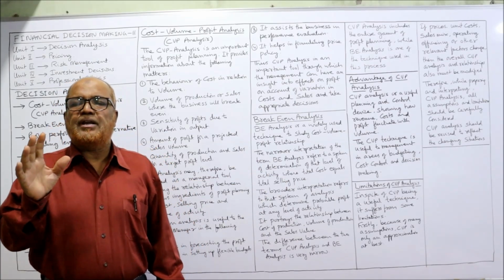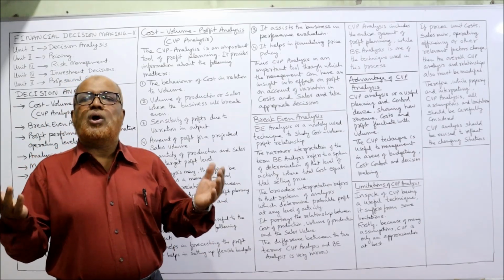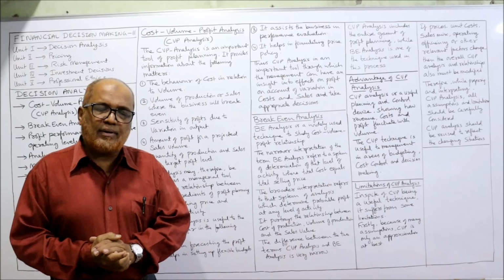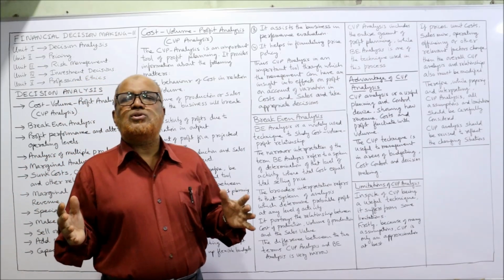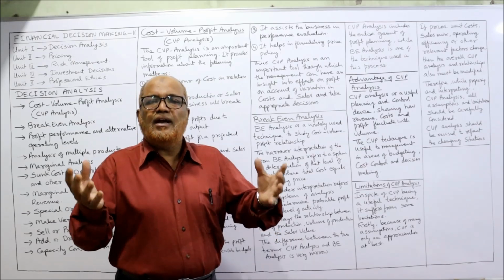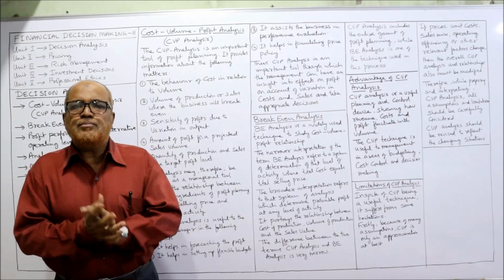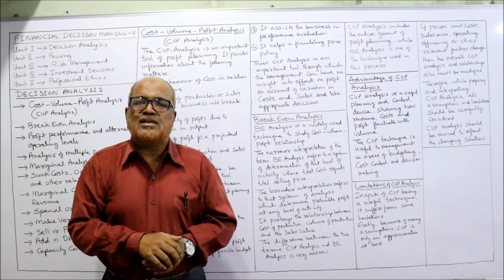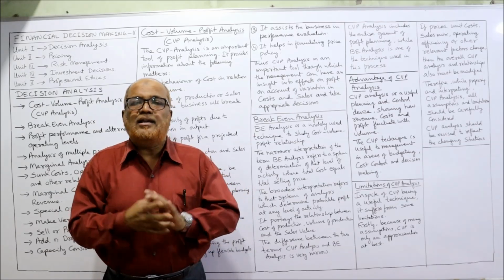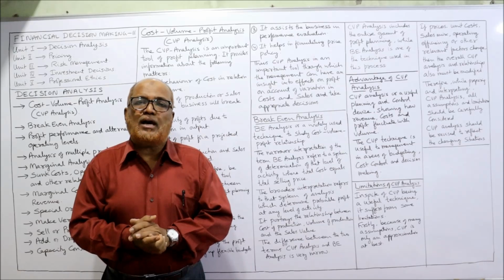Don't think that CVP analysis will have only advantages. The CVP analysis will also suffer from some limitations, some drawbacks. The drawback of CVP analysis is that it is based on some assumptions. The assumptions are that cost will remain the same and selling price will remain the same, but in reality the cost and selling price will fluctuate from time to time.